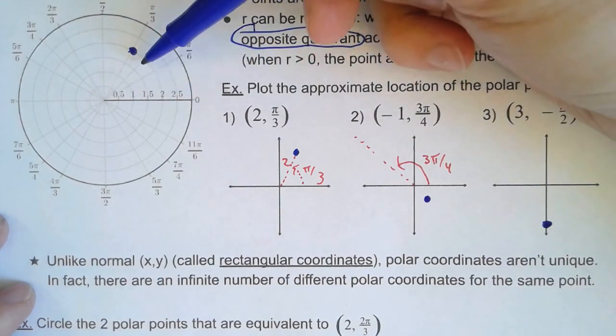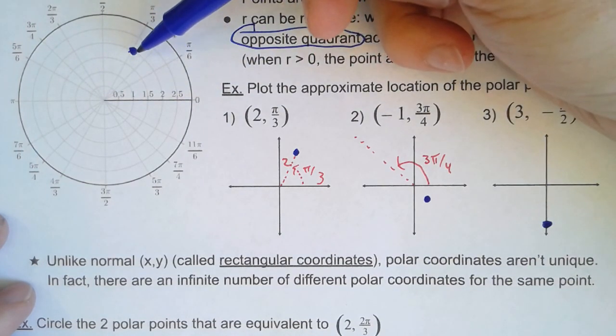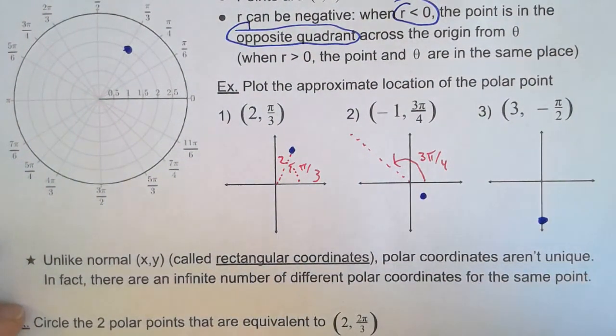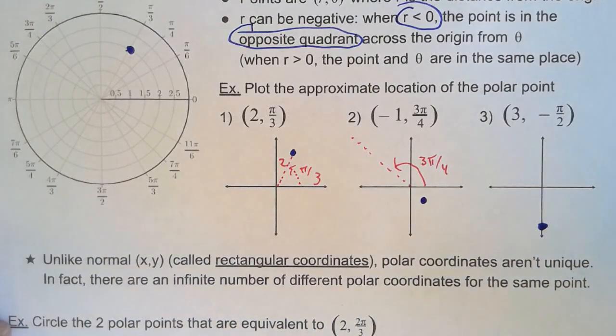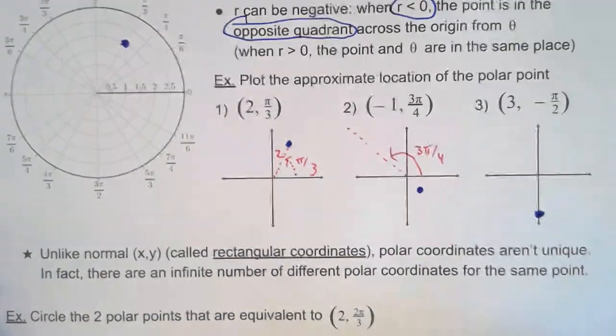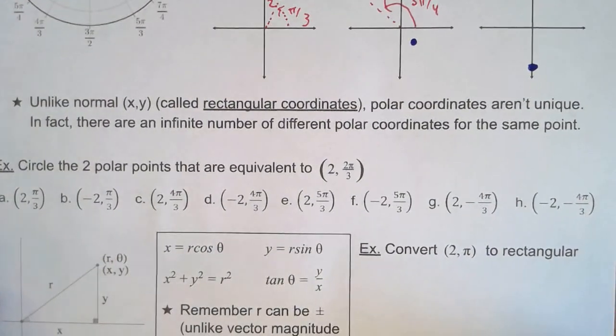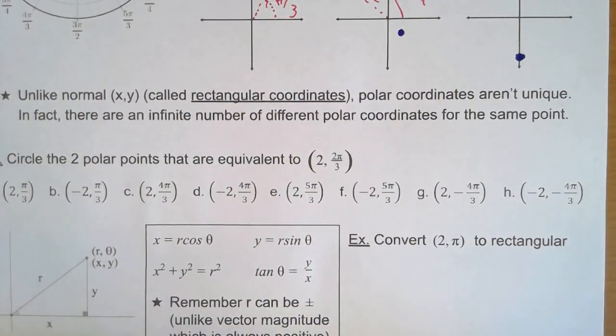There's no multiple options for an xy for rectangular coordinates. But for polar coordinates, actually there's an infinite number of different polar coordinates for the same point. The easiest thing is to look at the angle. We know that there's multiple angles that land in the same spot. We had a word for that.